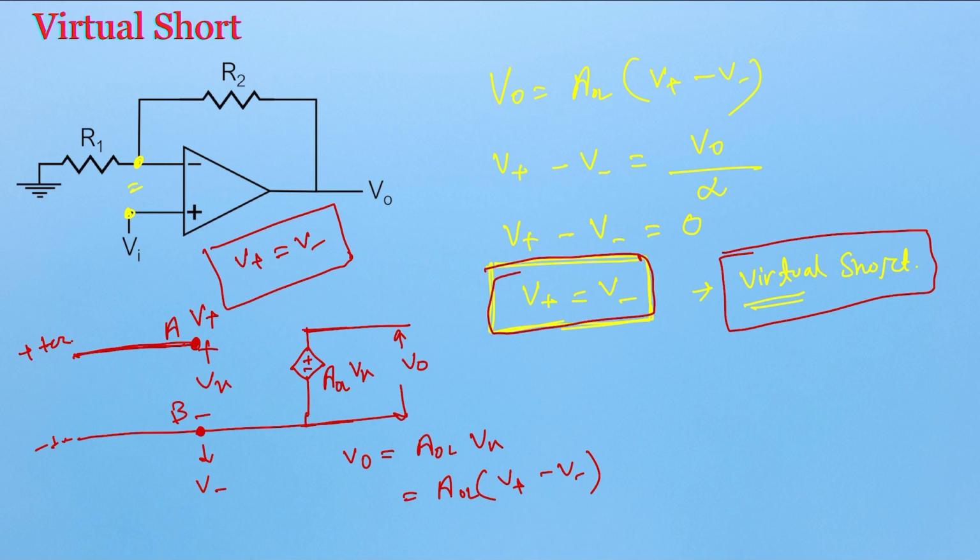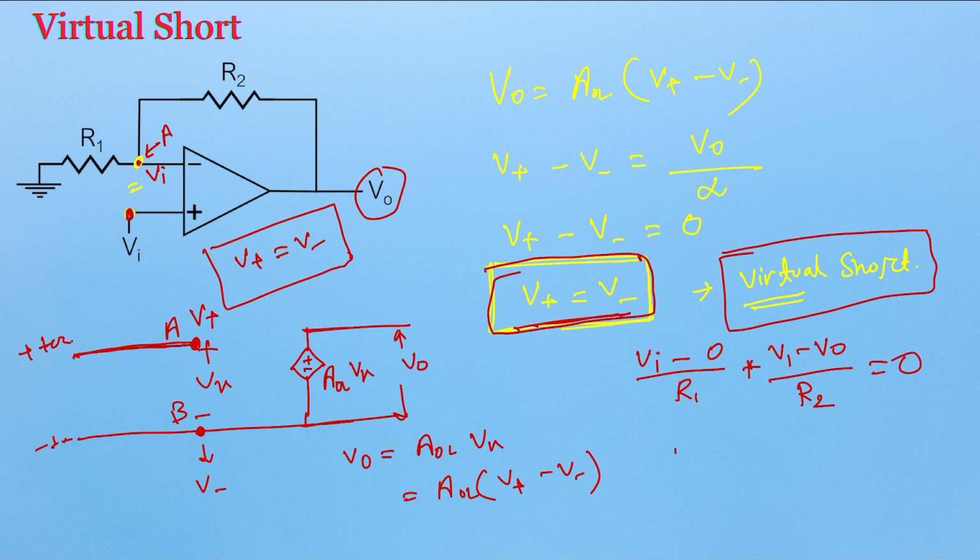And from here, if we use this concept to calculate the output voltage: if this is Vi, then this will also be Vi. Then if we do the KCL at point A, we get (Vi minus 0) divided by R1 plus (Vi minus V0) divided by R2 is equal to 0. From here we can write V0 is equal to Vi into (1 plus R2 by R1), which is the same.